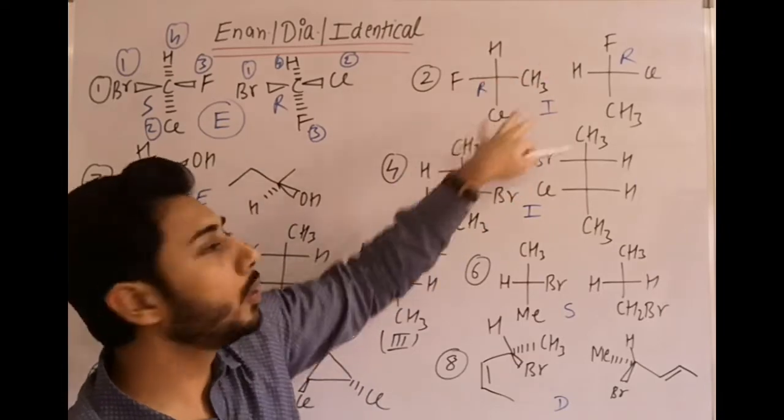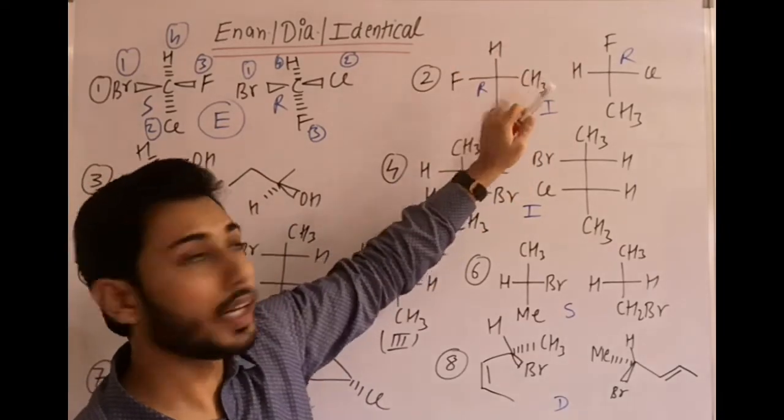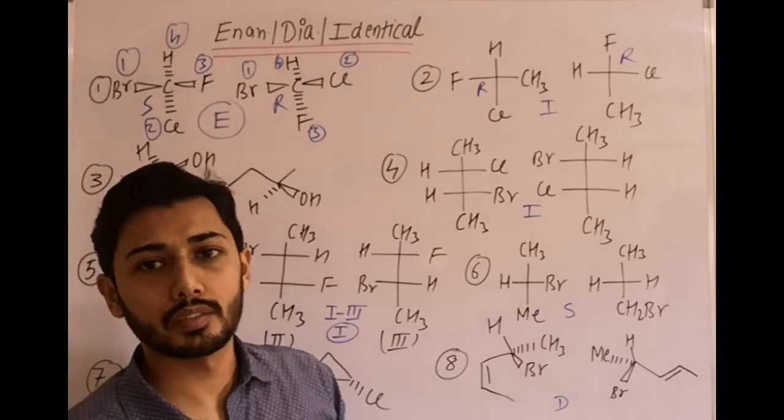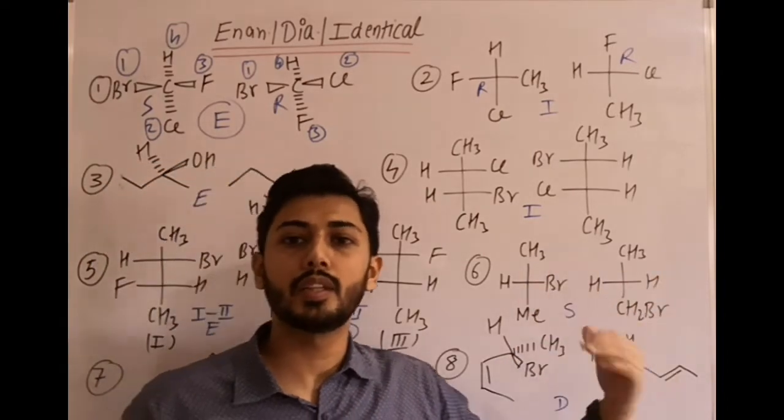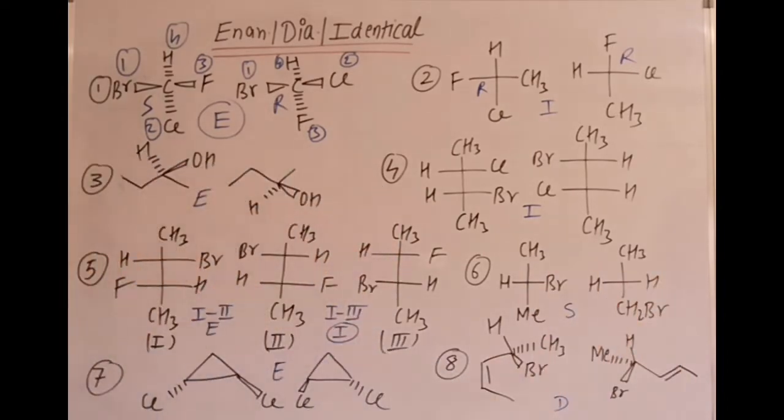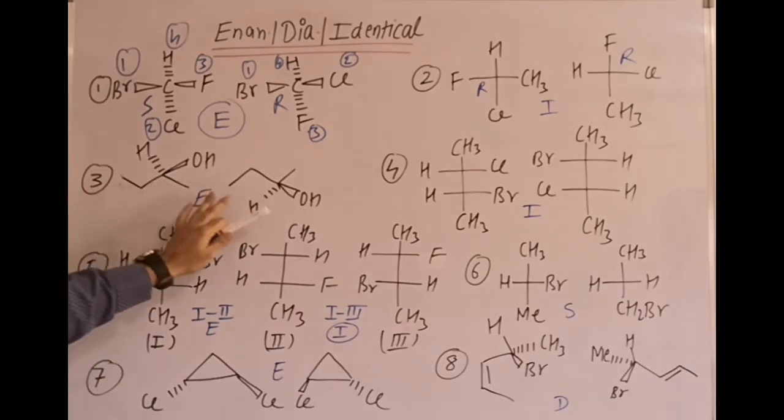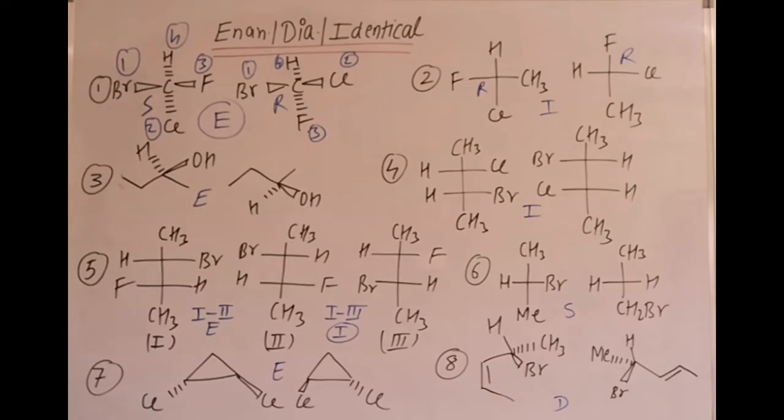How to find out? Again you can do the same part. RS you can find, one is R, the other is also R. That means they have the same configuration. Other methods you can also use there. Third, they are enantiomers with respect to each other. Now for this part, what we can do is find out RS.